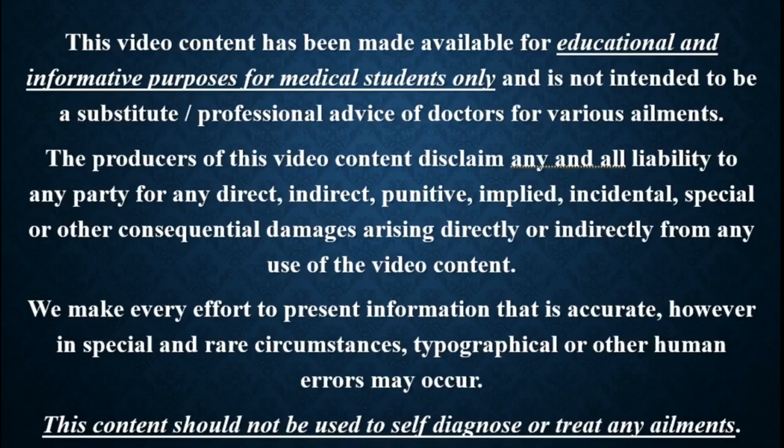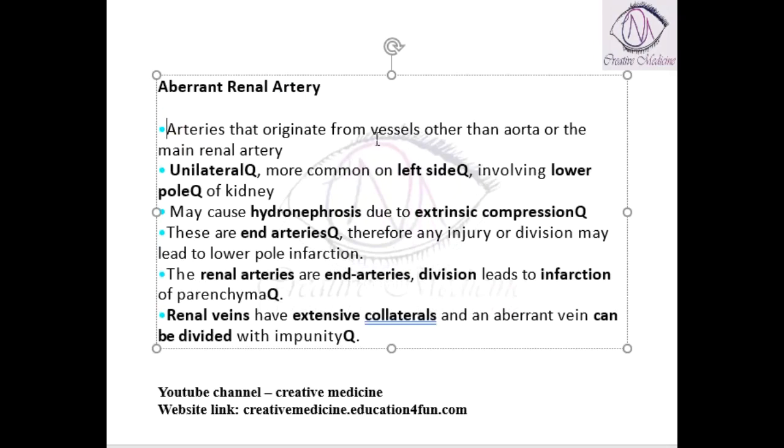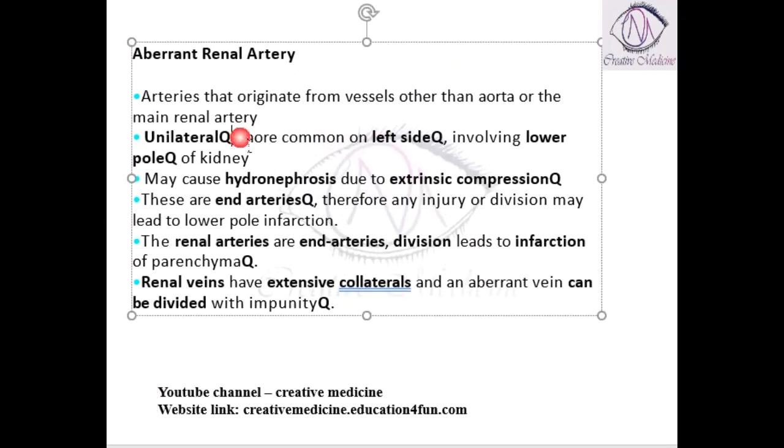In this lecture, we will learn about aberrant renal artery. The main feature of an aberrant renal artery is that it originates from vessels other than the aorta or the main renal artery. It can originate from any of the other vessels.